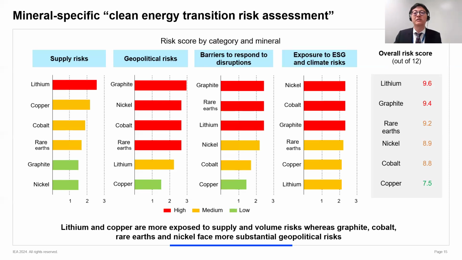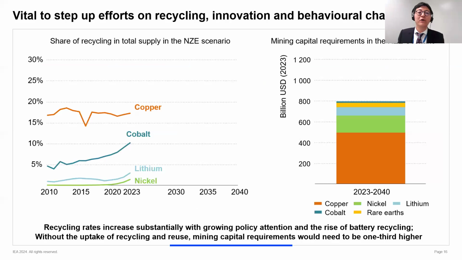Overall, in aggregate, lithium and graphite top the risk scores, followed by rare earth elements, nickel, and cobalt. When we think about ways to close the gap between demand and supply, people often focus on supply side measures: investment in new mines, new refineries, and new smelters. This is absolutely crucial. But we think there is ample scope for demand side actions to play a role through recycling, technology innovation, and behavioral changes such as right sizing of batteries.